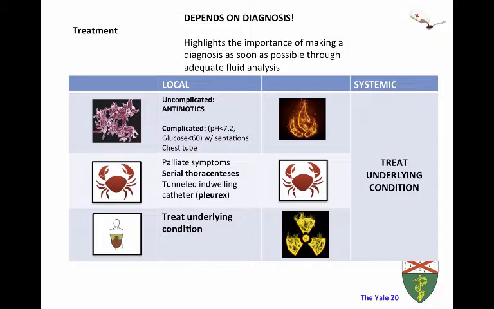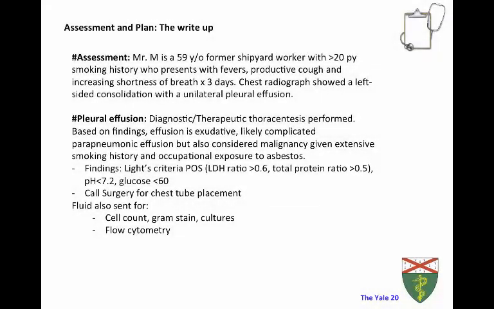And I'll just add here that the one exception to these rules is if you're dealing with something that's truly causing mechanical obstruction to the respiratory process. So if the effusion is so large that the person's becoming hypoxic or hypercarbic, you may need to drain it regardless of etiology. So now we look at the assessment and plan and how we're going to write this patient up.